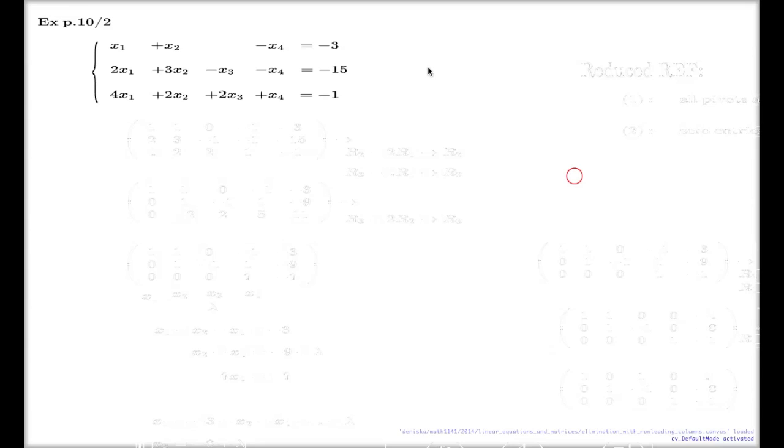Now I'm going to follow the Gaussian elimination method exactly the way I described it on my slide before the last one. First I extract my augmented matrix. Here it is: coefficients 1, 2, 4, first column; 1, 3, 2, second column; 0, negative 1, 2, negative 1, negative 1, 1. Right-hand side: negative 3, negative 15, negative 1. Here's the extraction.